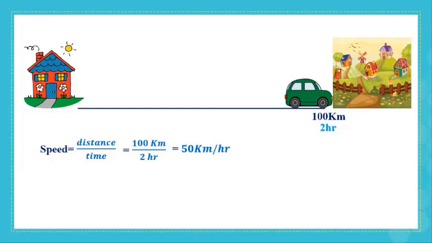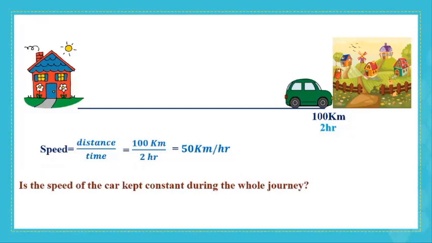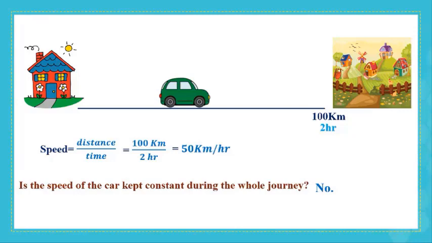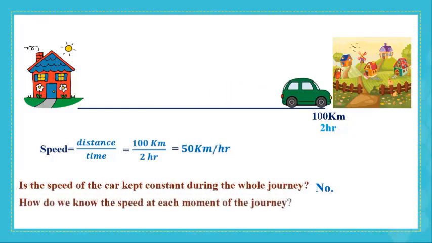But is the speed of the car kept constant during the whole journey? No. How do we know the speed at each moment of the journey? By using a speedometer. What is the difference between this calculated speed and the speed read by the speedometer? Together, we will find out the difference.